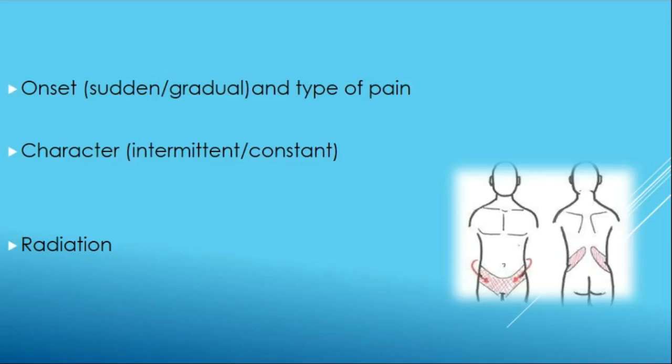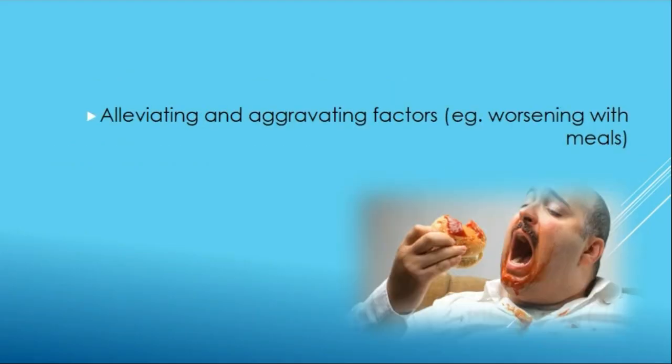The other thing is the radiation. Radiation is very important. Say ureteric colic: the patient gets a pain in the loin radiating down to the groin. And they have a high fever.